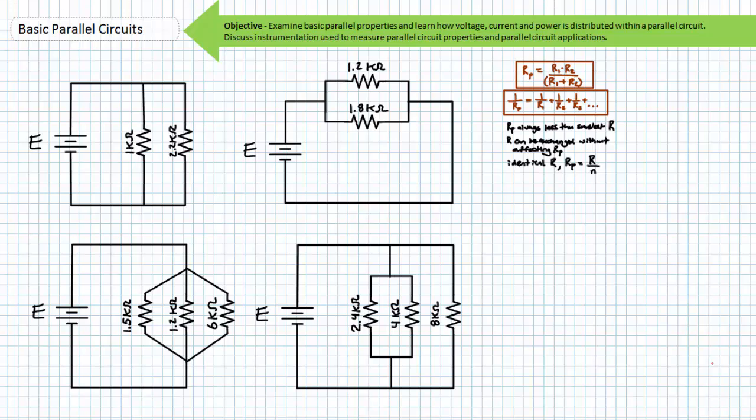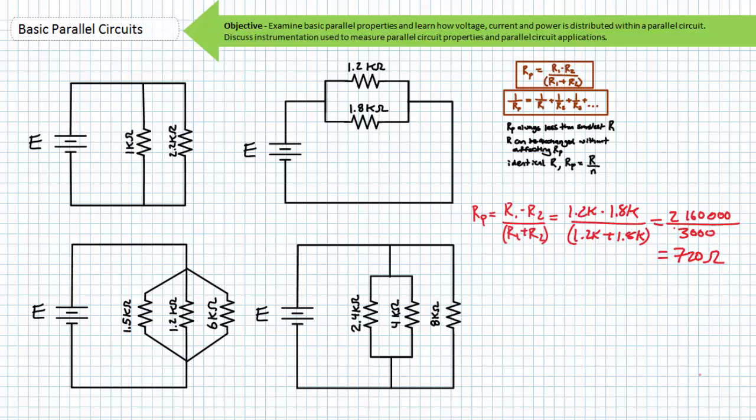The first parallel combination in the upper left, a 1 kilo-ohm resistor in parallel with a 2.2 kilo-ohm resistor, should yield a total resistance seen by the source of 687.5 ohms. Notice the total resistance of this parallel combination of two elements is less than the smallest resistor within the parallel combination. The second parallel circuit in the upper right-hand corner, a 1.2 kilo-ohm resistor in parallel with a 1.8 kilo-ohm resistor, yields a total resistance seen by the source of 720 ohms. The total resistance seen by the source for the parallel circuit in the lower left-hand corner should be 600 ohms.